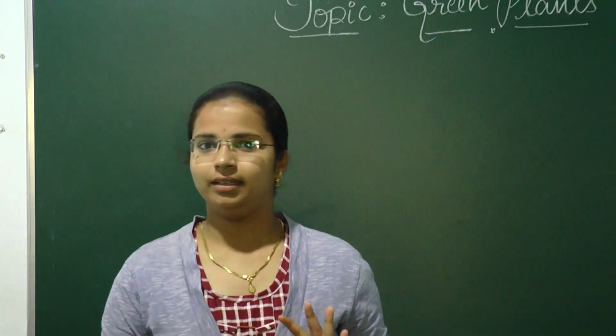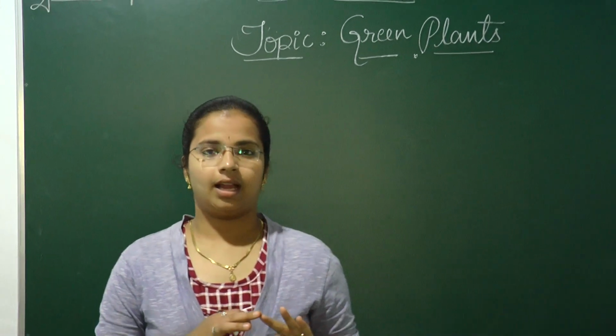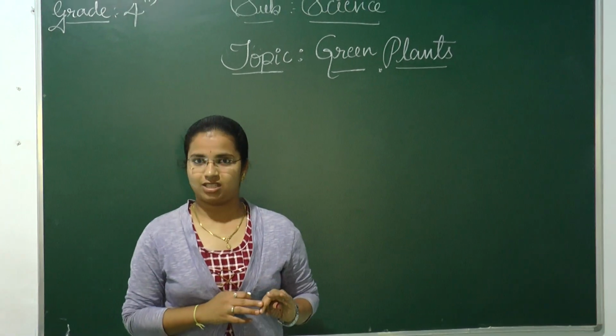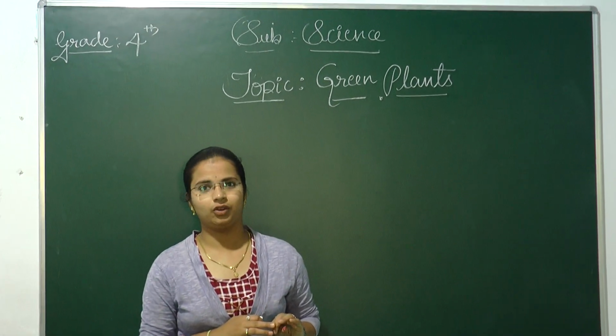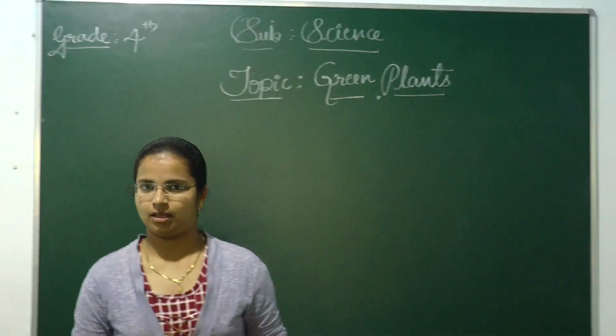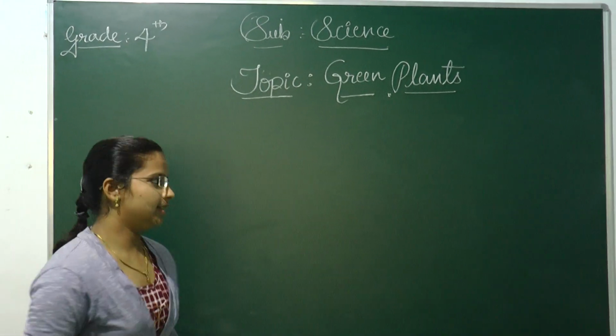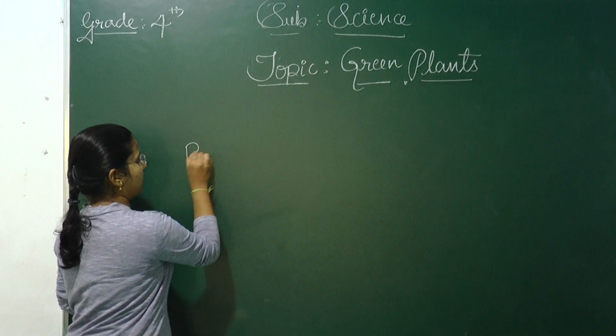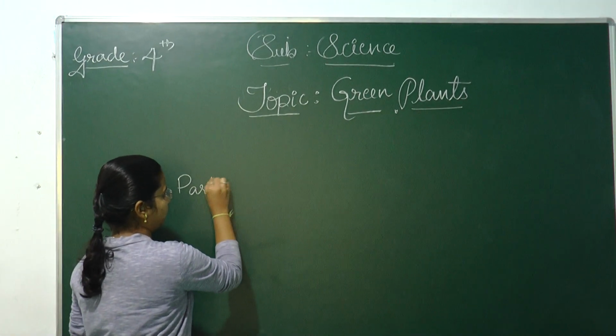As you all know, I am your science teacher who has already taught you some information about green plants. Let us now glance at what we have read in our previous class: the parts of the plant, the parts of the leaf, and the main process in which food is prepared, known as photosynthesis.